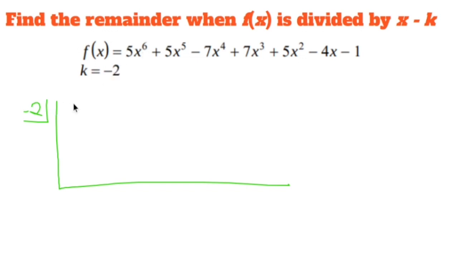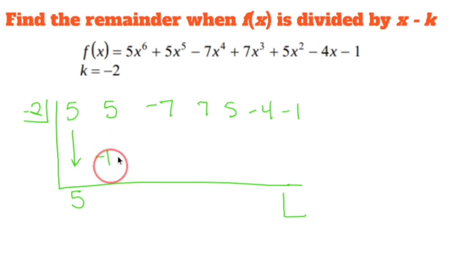I've got, let me see, 5, and then 5 again, and then -7, and then 7, and then 5, and then -4, and then -1, and I'm expecting my remainder to live right down here, whatever that might be. If you're missing an x something, like if I was missing an x to the third, I would make sure I use 0, but I wasn't missing anything. Everything's already in order. God is good. Step number 1, drop down the 5.